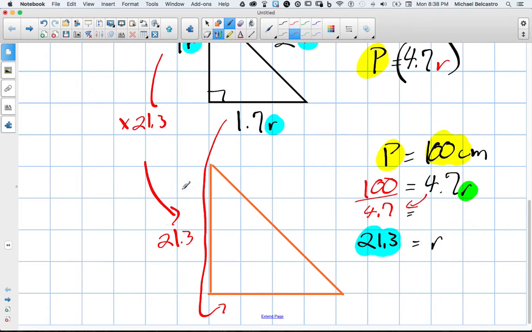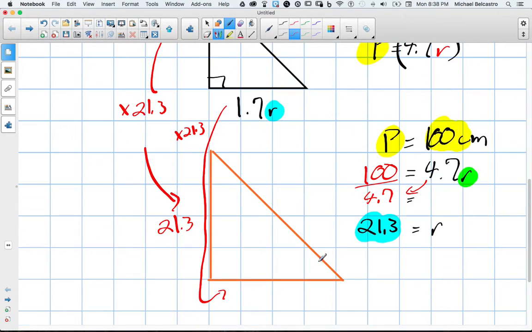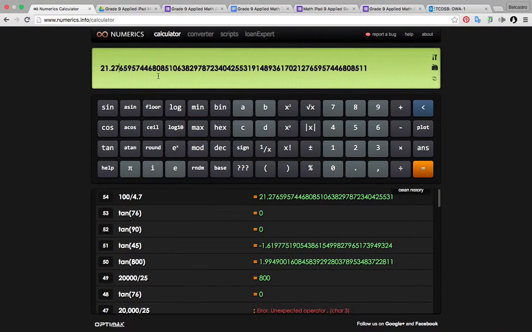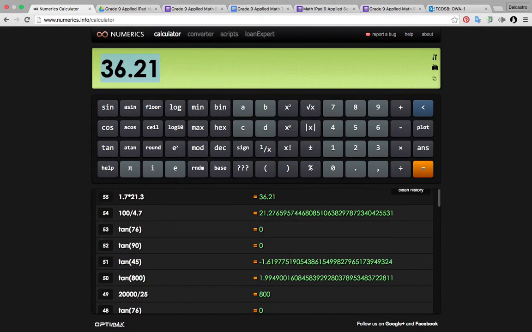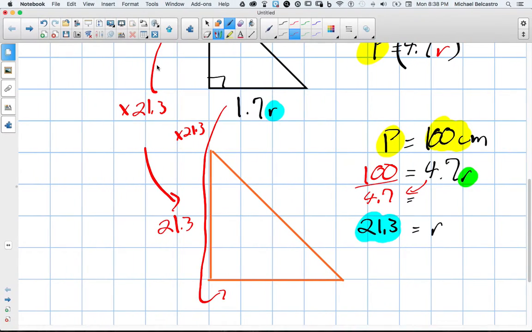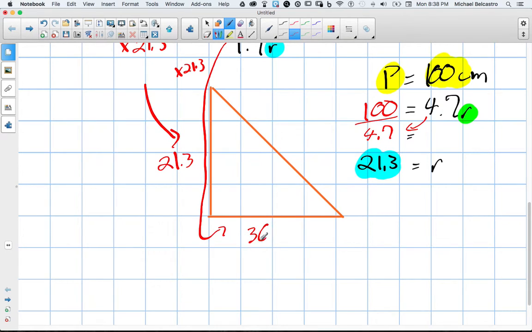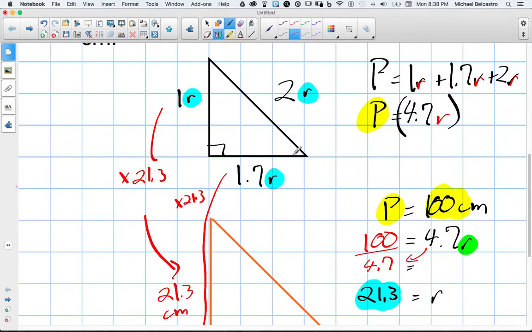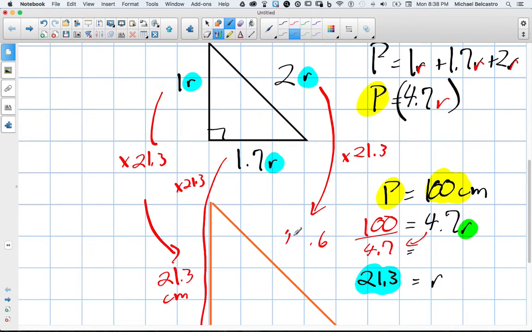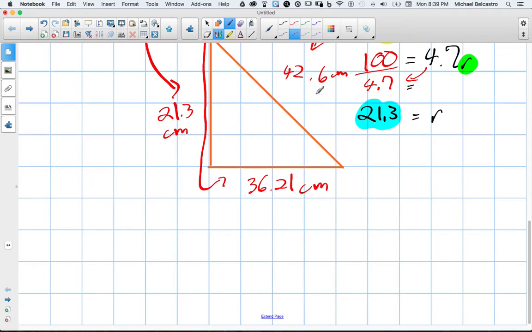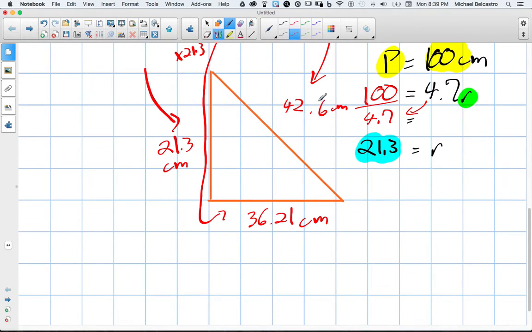This one here, I'm going to have to go around. We're multiplying that by 21.3. That one's a little harder. 1.7 times 21.3. Let's see what it is. Approximately 36.21. Okay, so this is 36.21. Again, these are in centimeters. That's our unit. And then finally, this value here, we're multiplying 21.3 times 2. That should give me 42.6 centimeters.